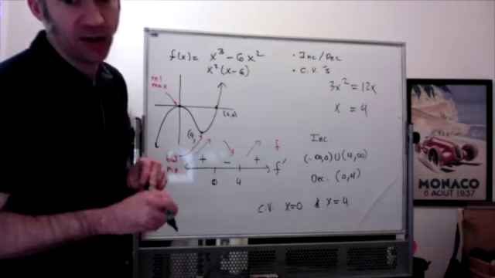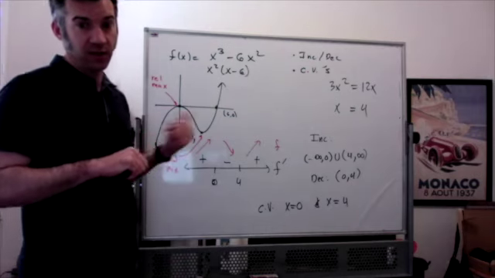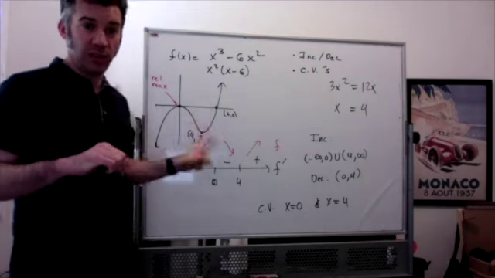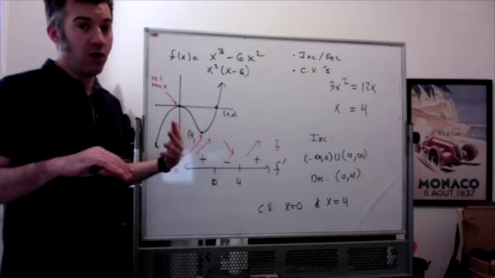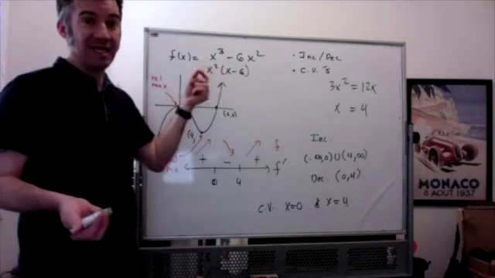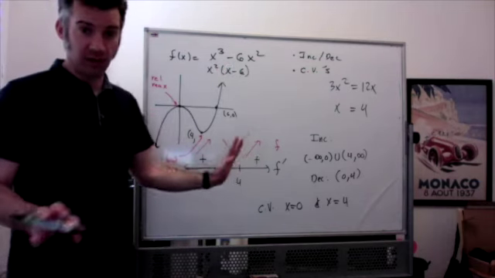Someone asked me a question about whether we need to calculate horizontal and vertical asymptotes for these types of functions in order to graph them. And the answer to this particular question is no, because it doesn't have them. Polynomials never have asymptotes. Never have vertical, never have horizontal asymptotes.